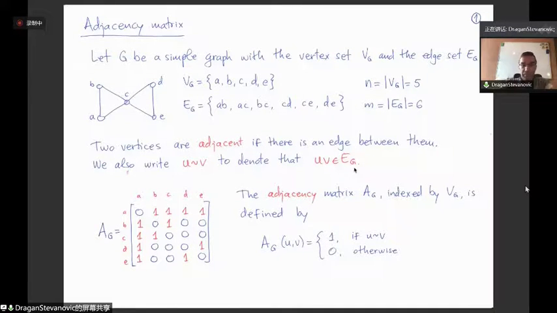Now the main culprit in this story is the adjacency matrix, which is indexed by the vertices. I have written the vertices here just to illustrate the matrix, but usually we don't write the vertices. And it is defined in a very simple way. Each entry uv of the adjacency matrix is equal to 1 if two vertices are adjacent, and 0 otherwise. So over here we have the adjacency matrix that corresponds to the graph above.